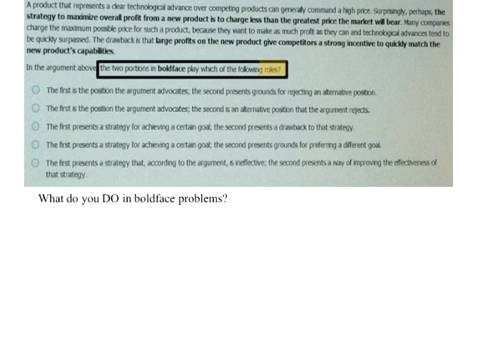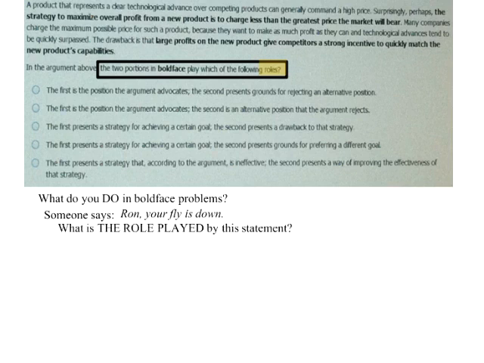Let's say someone says to me, Ron, your fly is down. Granted, this is not an entire argument, but if someone tells me that, what is the role played by that statement? See if anybody has an answer to that in a normal social situation here.